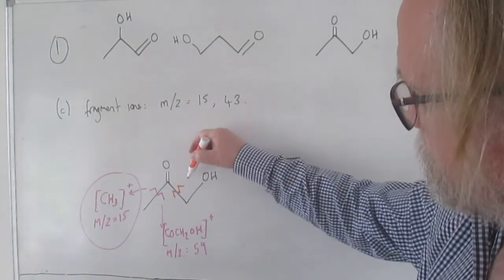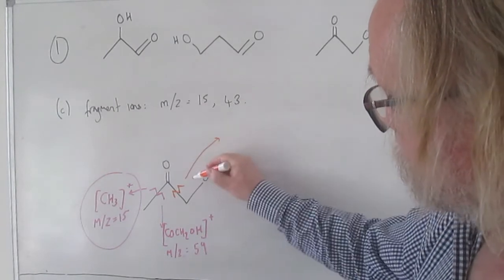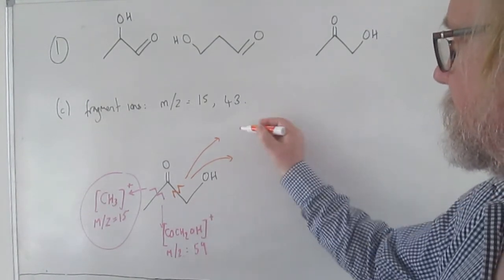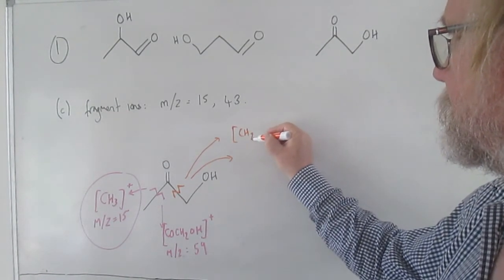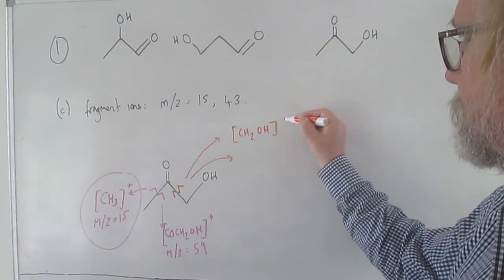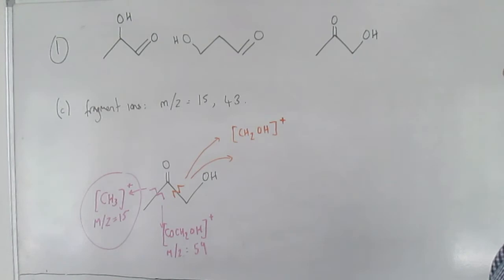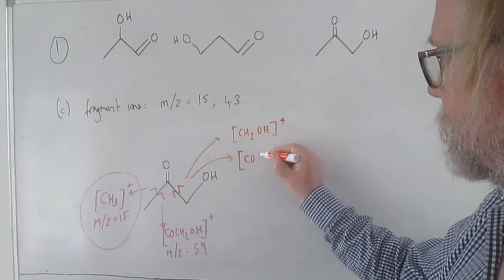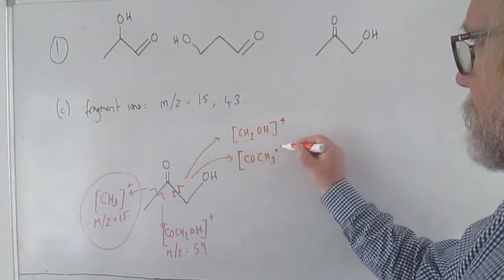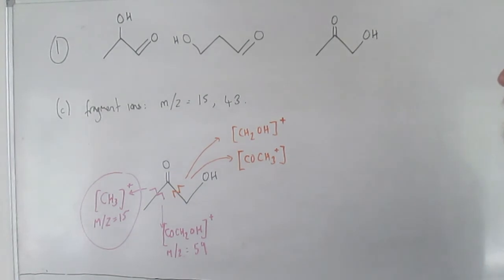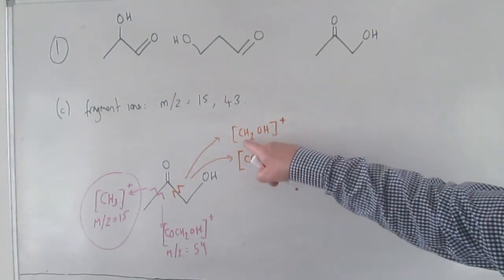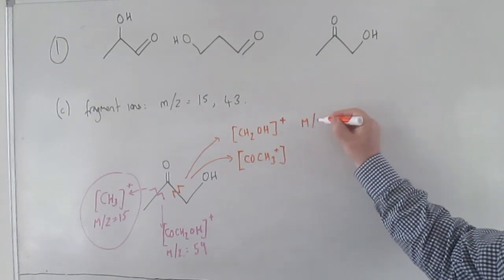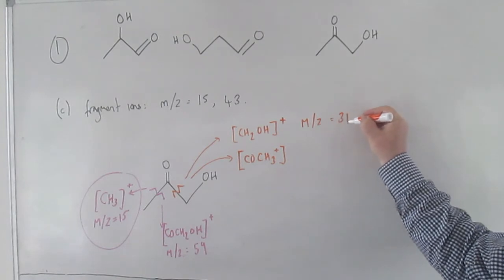But what about here? Well, again, two possible ions that we could form depending which side the positive charge ends up on. If it ends up on this side, we get CH2OH plus, and if it ends up on this side, we get COCH3 plus. So if we add up the M over Z for those ones, we've got 14 plus 16 is 30, plus 1, M over Z is 31 for that one.